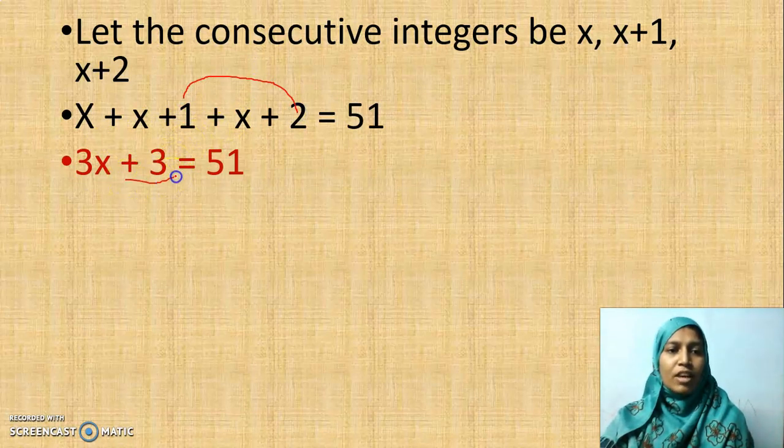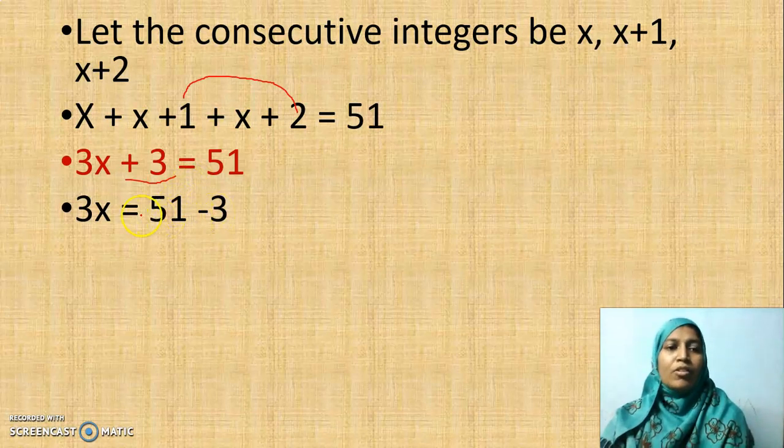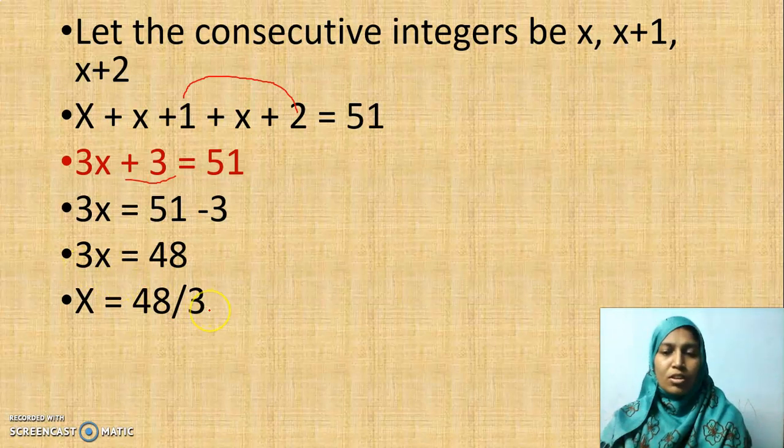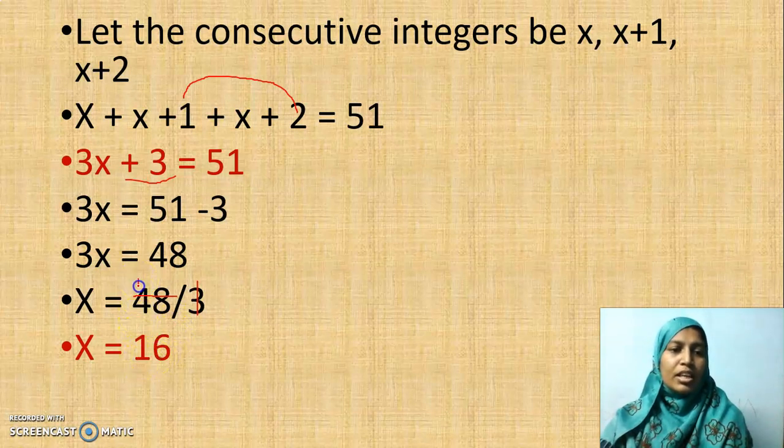What is the first thing that I have to transpose? This 3. So you will get 51 minus 3, which is 48. Again, this 3 has to be transposed to the other side and it comes in division. If I cancel, I get 16. 1 3 is 3, carry 1, 6 3s are 18. So I get the value of x to be 16.